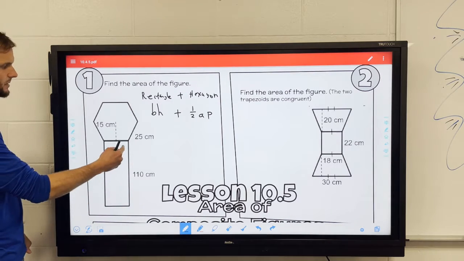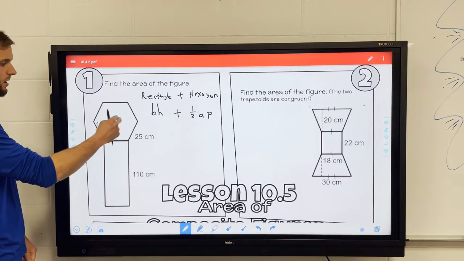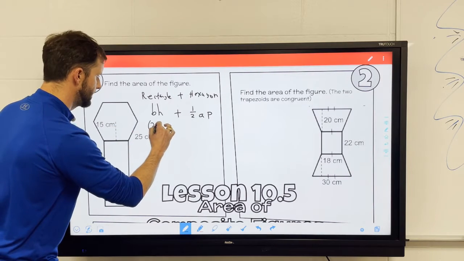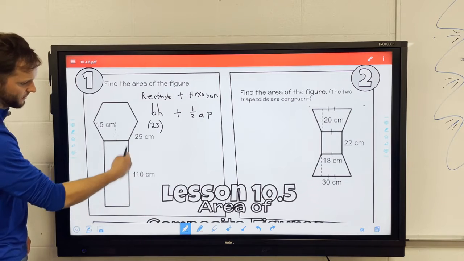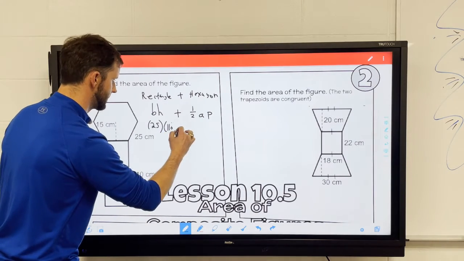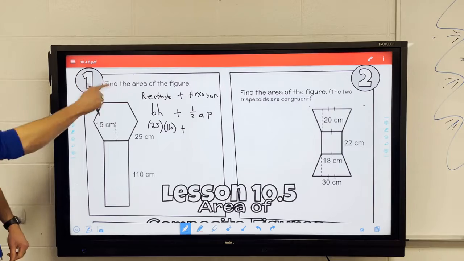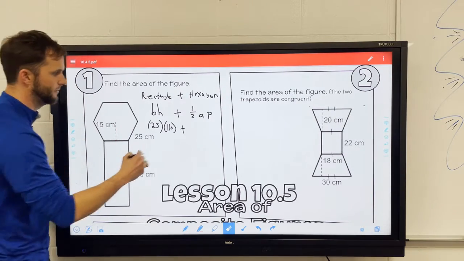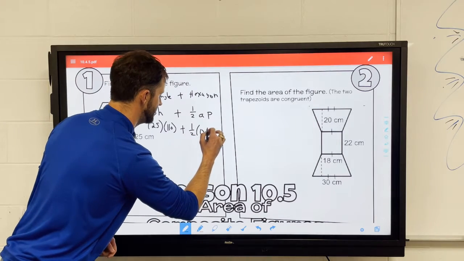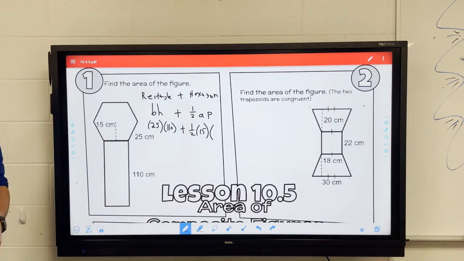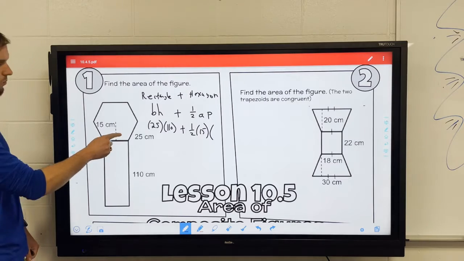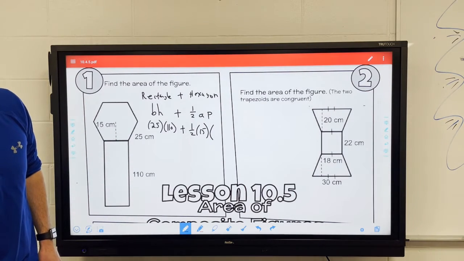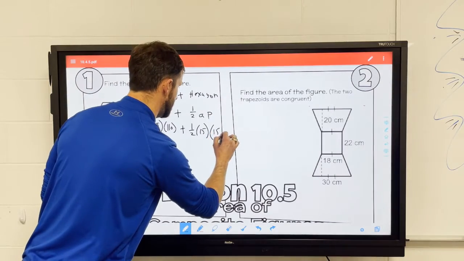Since this is a regular hexagon, all the sides are congruent, so my base here is going to be 25. And then the height of my rectangle is going to be 110. And I'm going to add 1/2 A. The A is the apothem, so my apothem here is going to be 15. So 1/2 of 15. And then remember, perimeter means I have to find the perimeter of my whole shape. One side is 25, and I have 6 of those. So 25 times 6 gives me 150.